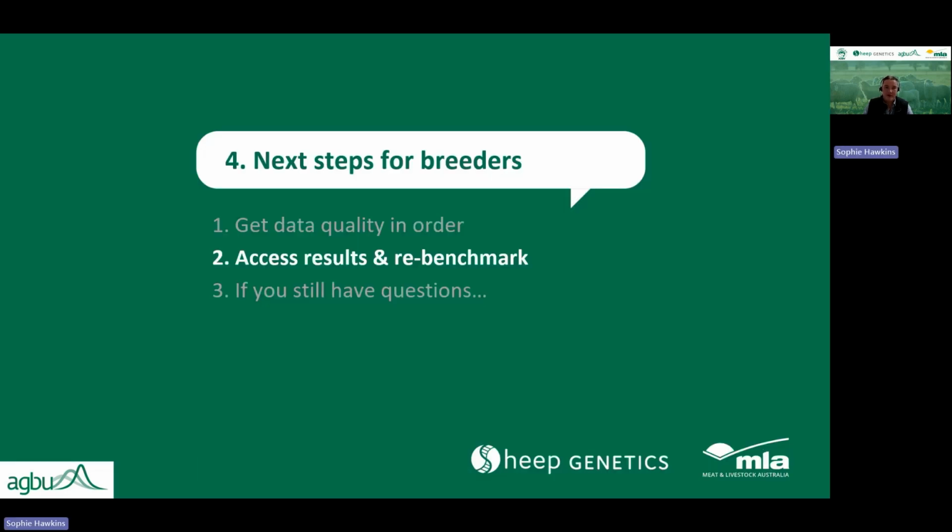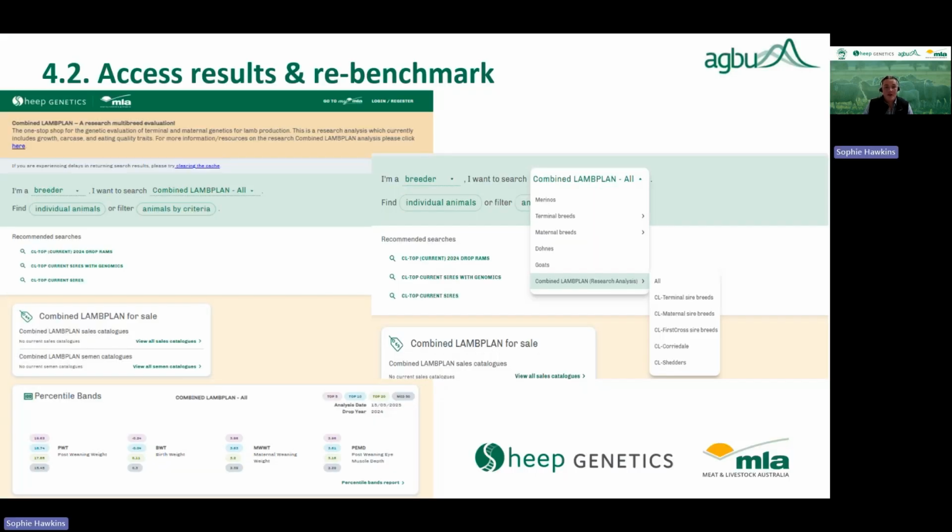Accessing results and re-benchmarking. This is a sneak peek into what the Combined Land Plan search site will look like. We have changed the colour of the Combined Land Plan webpage to this bright orange colour to emphasise that this is a research analysis. And we also have links that are very accessible across all of the Combined Land Plan web pages on the sheep genetics search site to resources and information for this analysis enhancement.